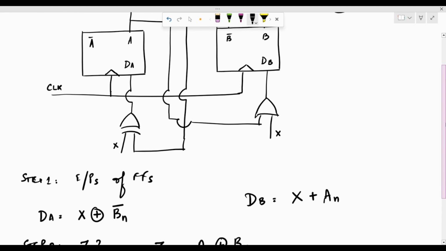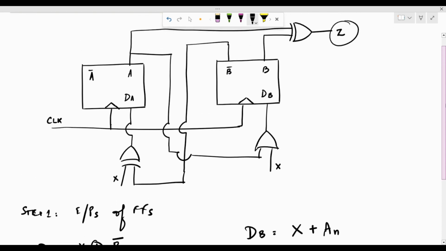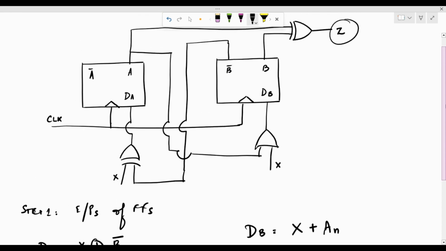Next, we need to form the state table. The state table is going to be made up of the present state and the next state, and we are going to see how these states are transiting depending upon the external input X. So let's form the state table for this diagram.